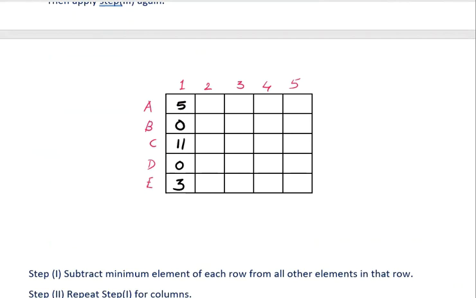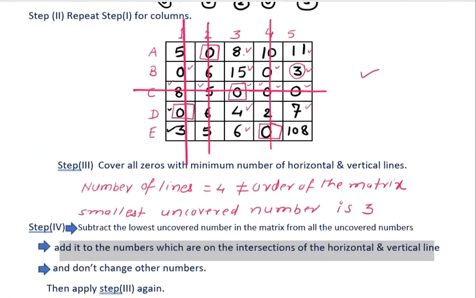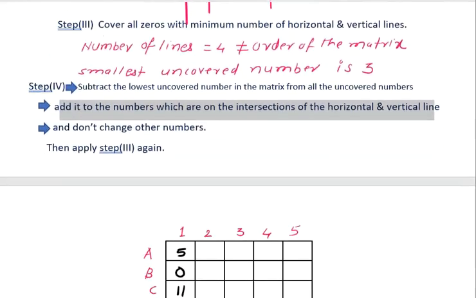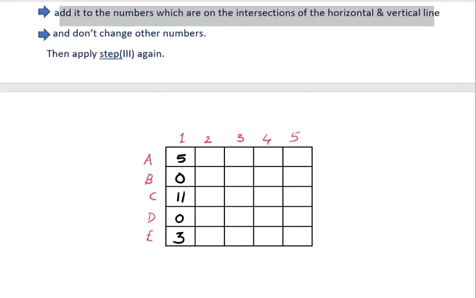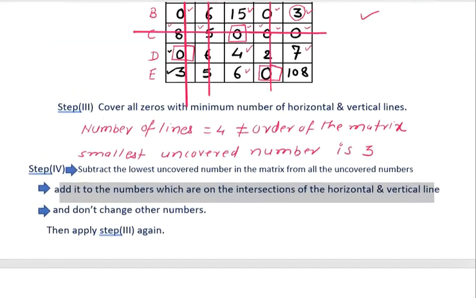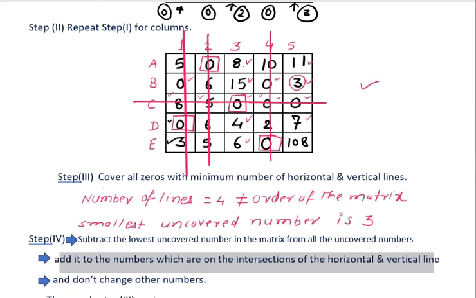Then let us write down entries in the second column. 0, 6 will not change. We will add 3 on the intersection. 0, 6, 5 plus 3 is 8. So 0, 6, 8. Then 6 and 5 remain as they are.